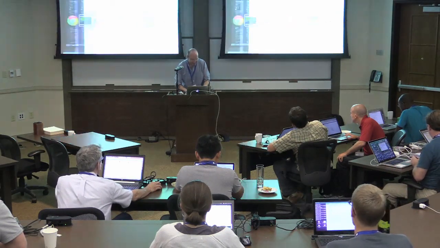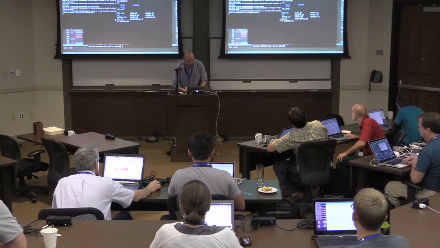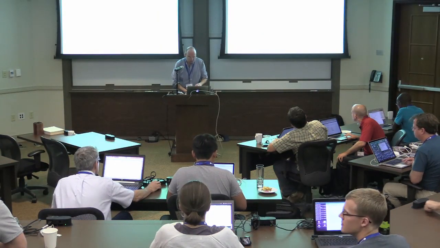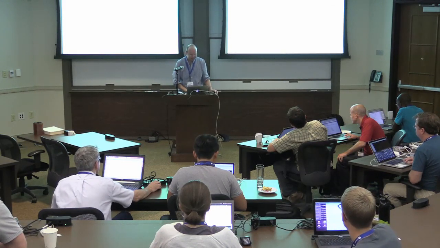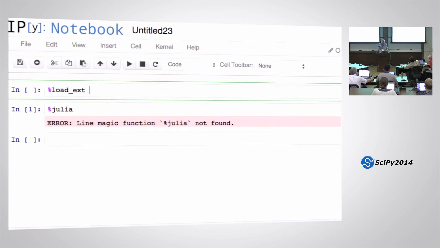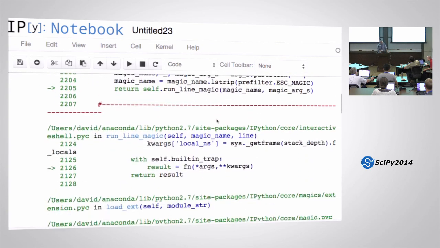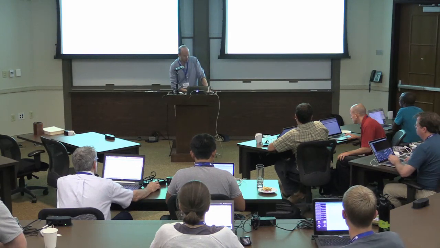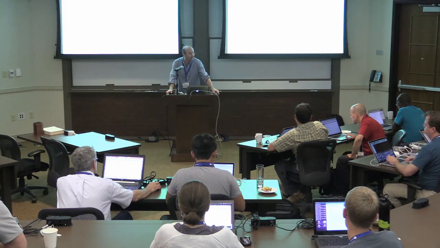Let me just try again, just in case something magically changed. But I don't think so. I'm an optimist sometimes. %julia, no. So I have to install it, right? So %load_ext, and then I don't know what to write, right? There's julia.magic. And then it can't find the Julia magic. Oh, no, there we go. No, and there's an error, yeah. So that's how it should work. Maybe it's just not finding something, right? It's the exception in Julia using PyCall. So, yeah, I don't know.